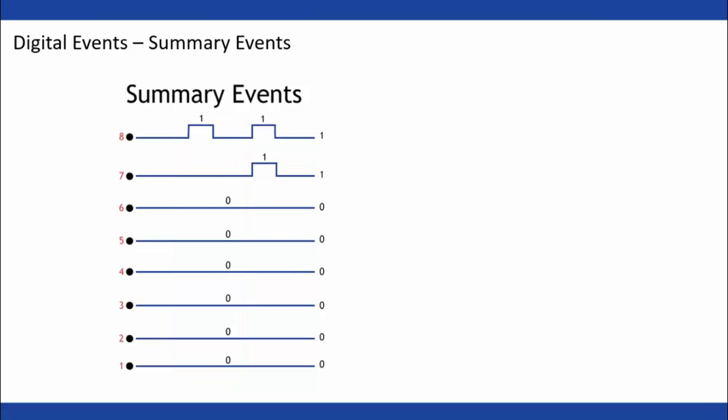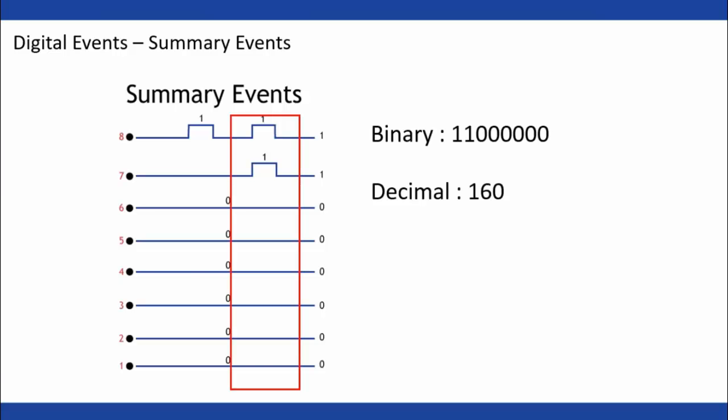Let's take another example. This time we have a pulse that occurs both on lines 8 and 7. When we do this, BioLab is going to see it again as the binary representation of a number consisting of 8 digits, and that then in turn becomes the decimal representation 160. So when BioLab sees this, it's going to see event 160, and whatever you've defined as event 160 is going to be logged in your data file for analysis purposes.